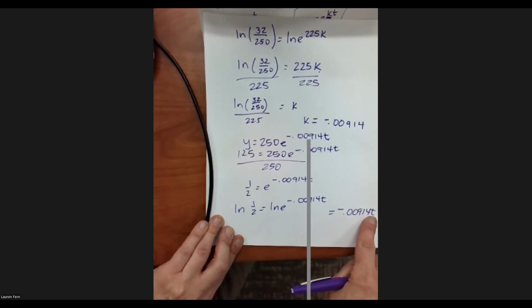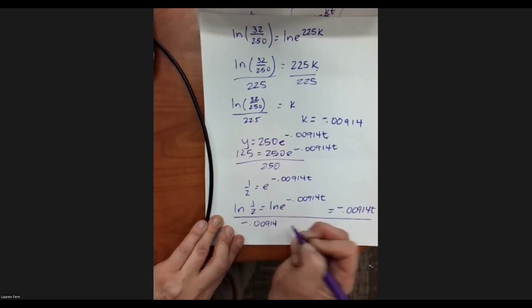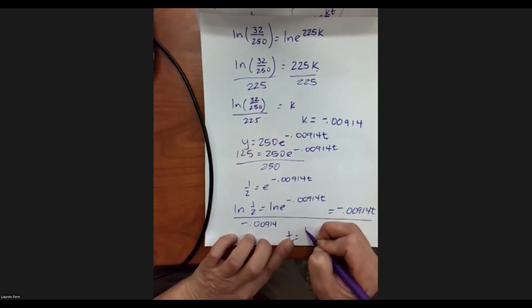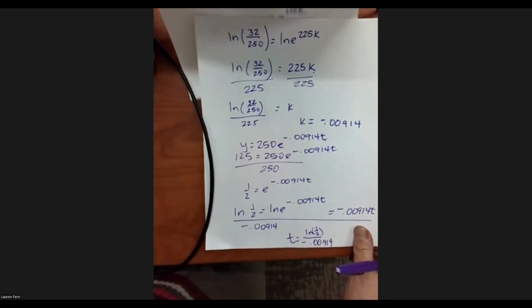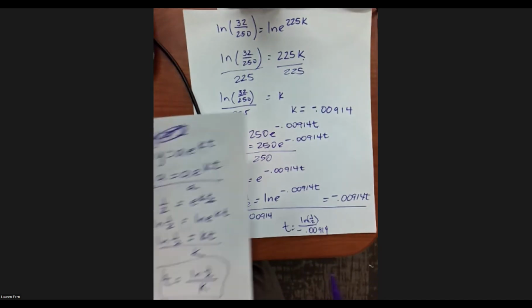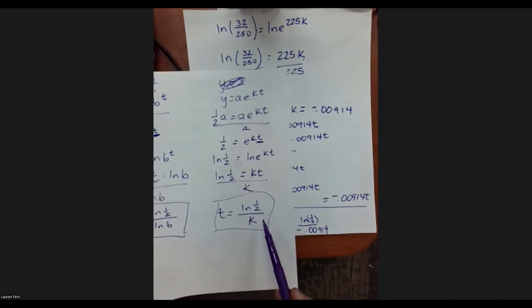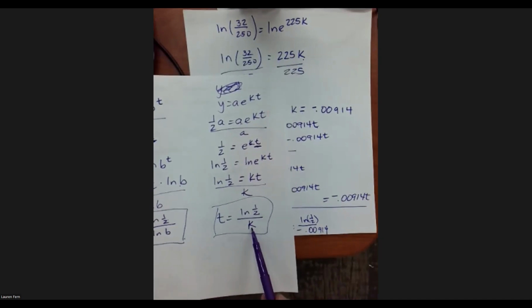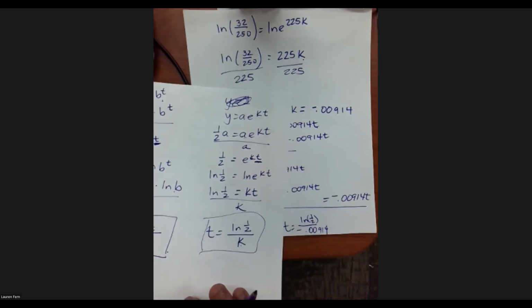So how do I get t alone? Divide both sides by negative 0.00914. So my half-life is going to be whatever the natural log of 1/2 divided by negative 0.00914 is. Now, something I want you to just notice, wasn't that consistent with what we saw in general? That my half-life is the natural log of 1/2 over k? Just saying.